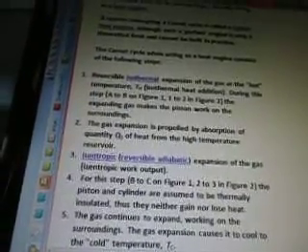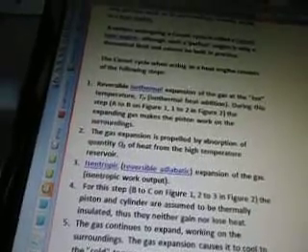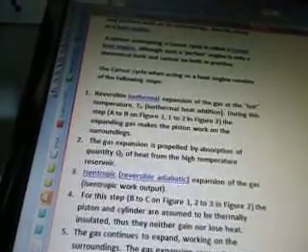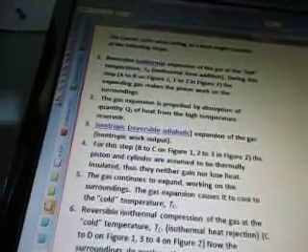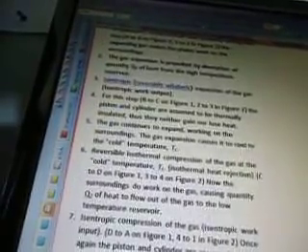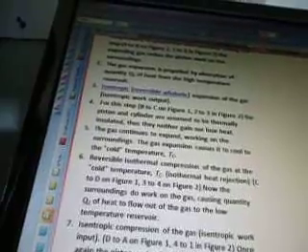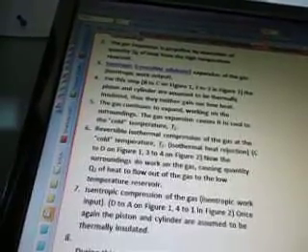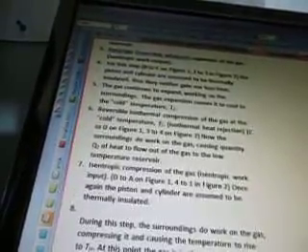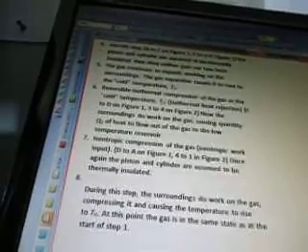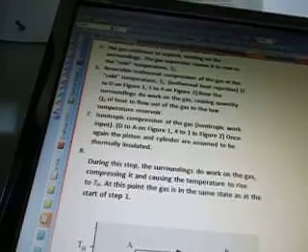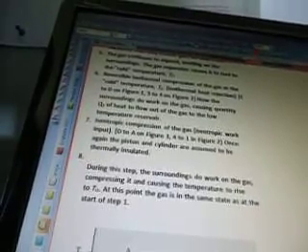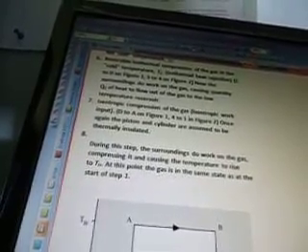The Carnot cycle, when acting as a heat engine, consists of the following steps. It has reversible isothermal expansion of the gas at the hot temperature. The gas expansion is propelled by absorption of quantity. Then the isentropic expansion of the gas, where the piston and cylinders are assumed to be thermally insulated. The gas continues to expand. Then the reversible isothermal compression of the gas at the cold temperature, and isentropic compression of the gas.